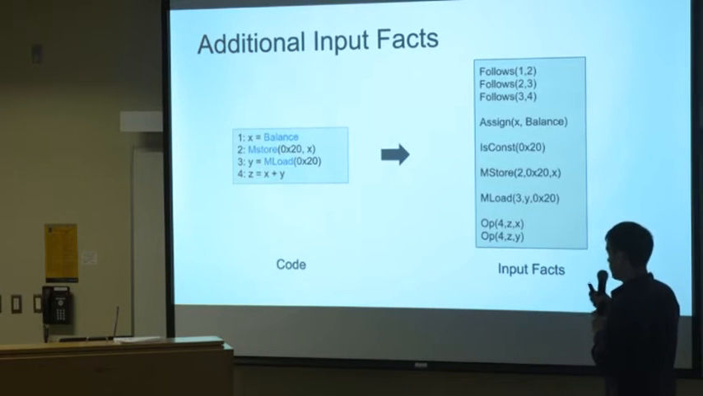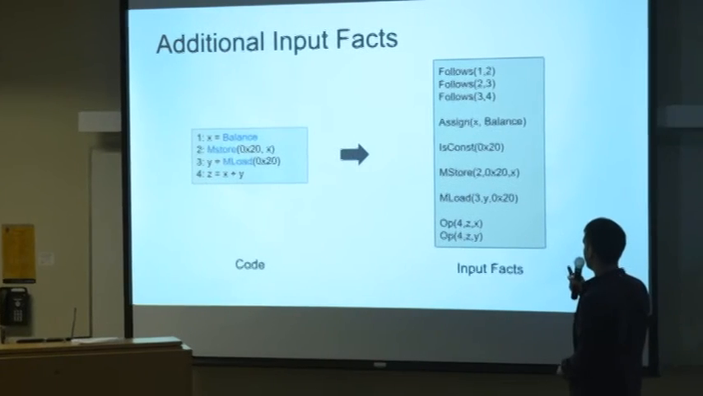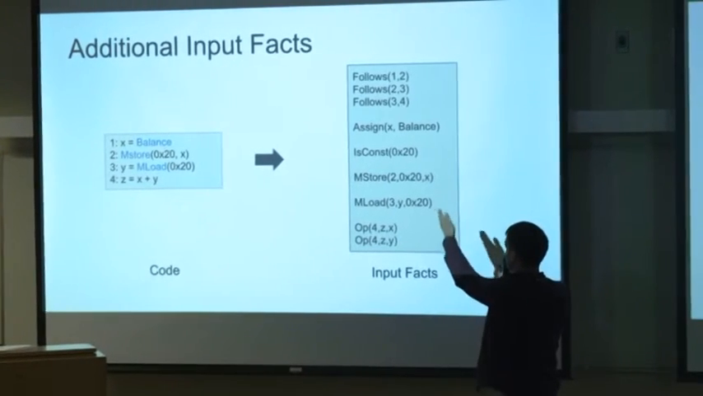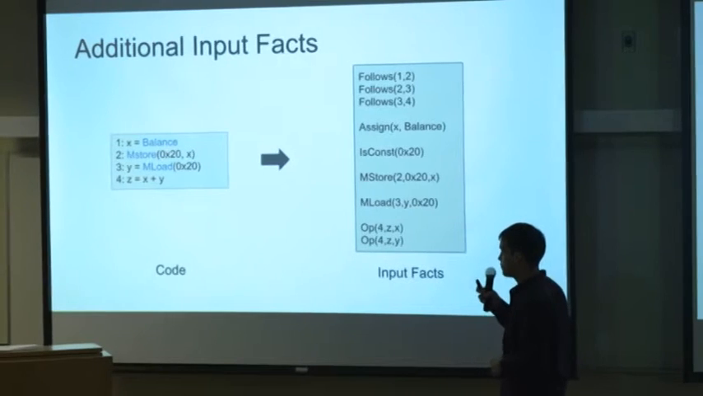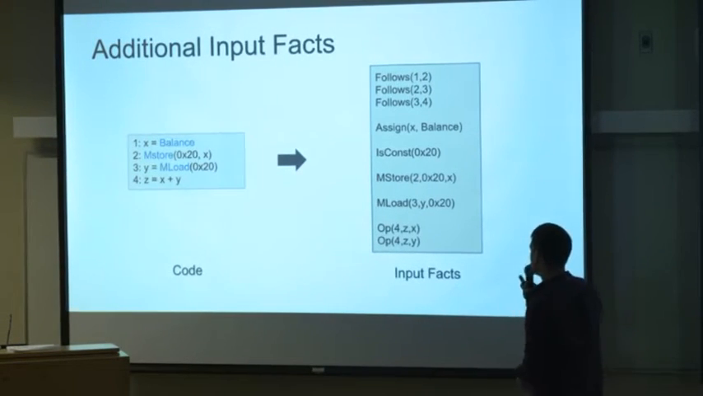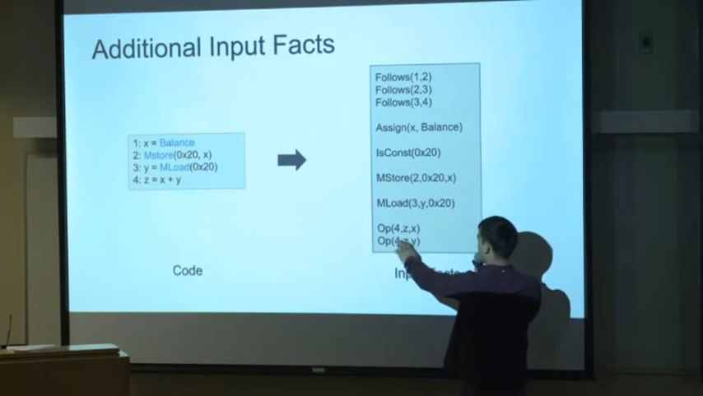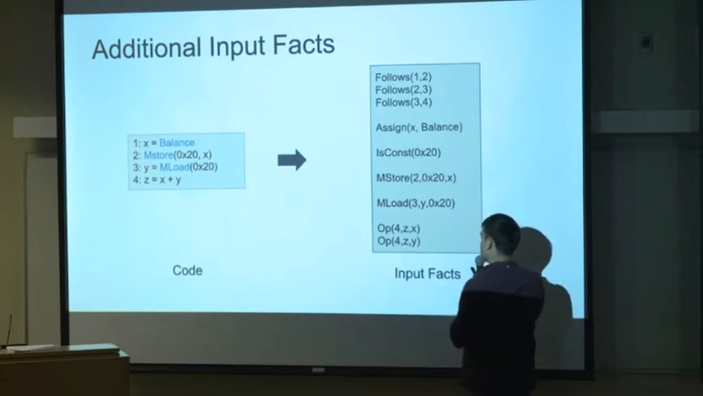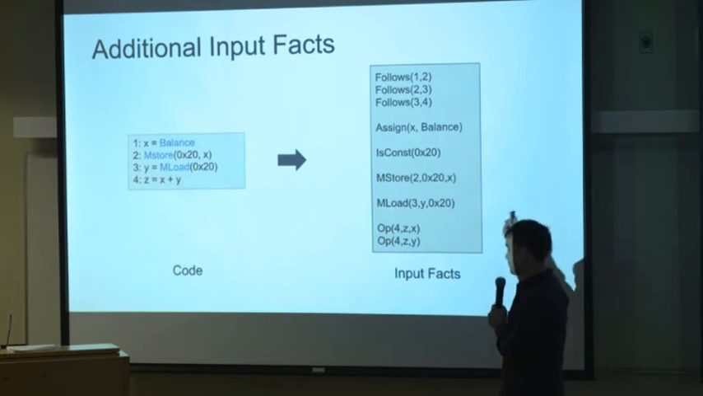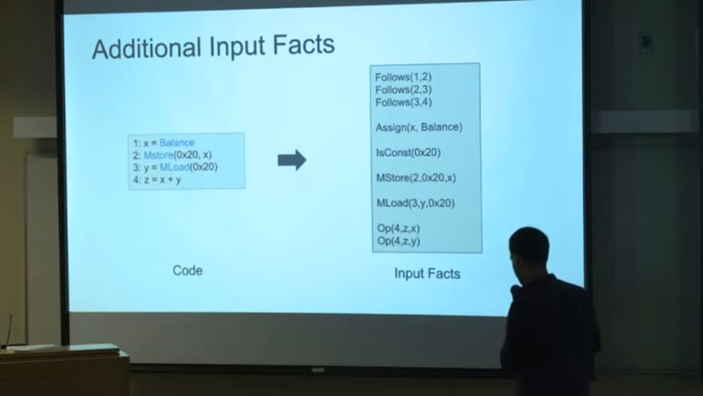You can infer a lot more input facts. So I've talked about the follows predicate. You can say that X is a balance, for instance, which can be relevant when you transfer ether. You can say that an offset is constant, and you can say that there is an M store, M load, and so on, or that you have dependencies between variables. So here you say that Z depends on X and Z depends on Y, for instance. This is really just an example. Of course, in practice, in the implementation, you have a lot more facts to actually deduce interesting patterns.